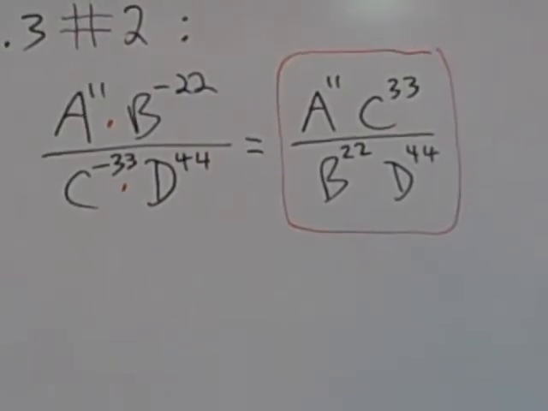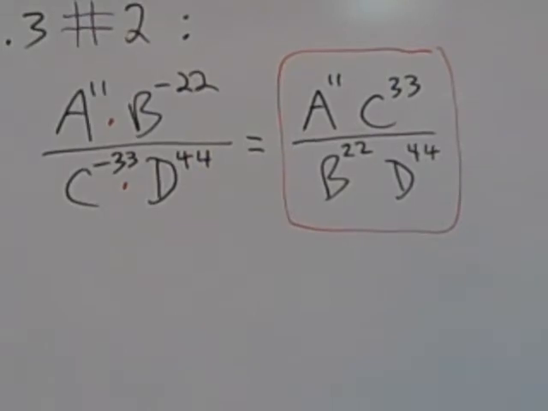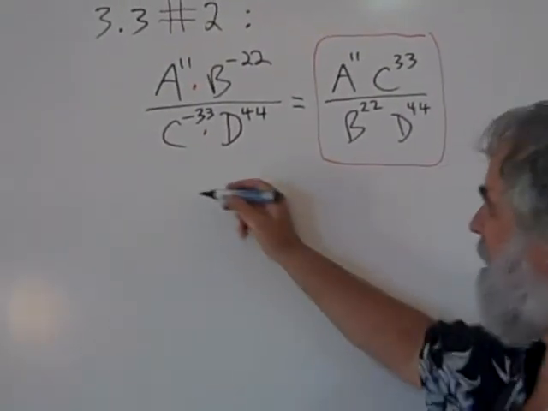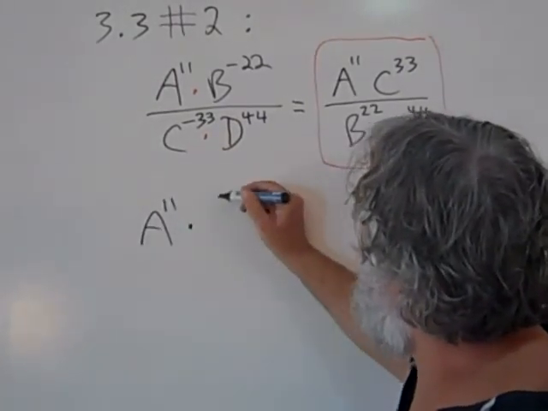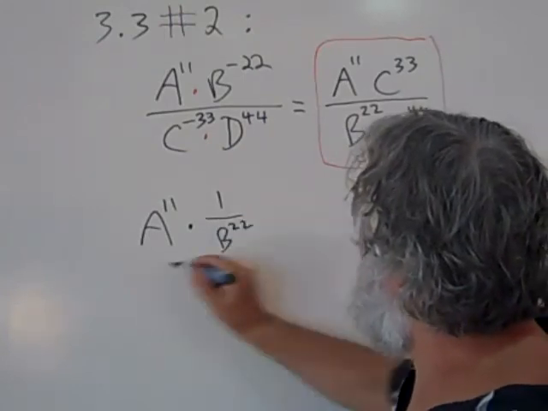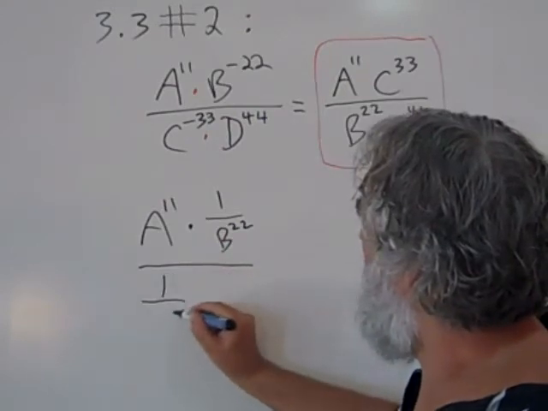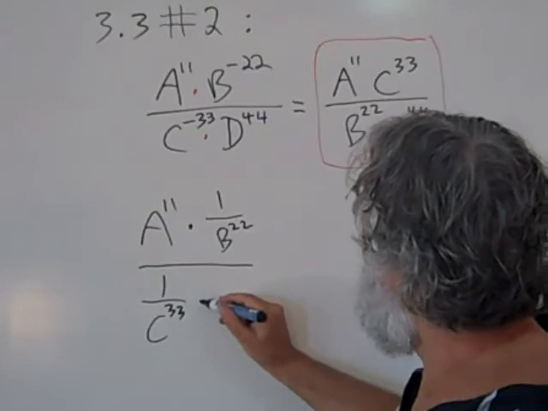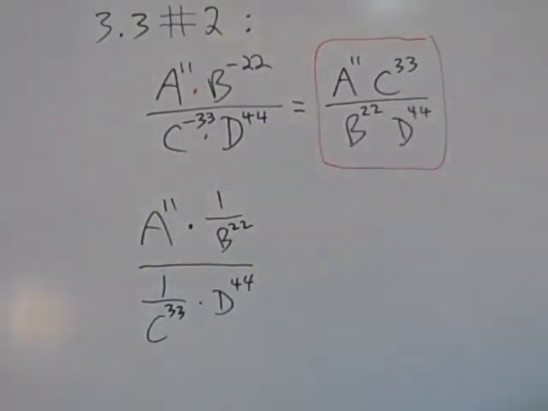Now before I stop there, I wanted to show you how this could have been done using the basic rules of exponents. It's a much more complicated process. This is the simple way of doing it. But the other way would be to use the definition of negative exponent to write b to the negative 22 as 1 divided by b to the positive 22 power. And downstairs c to the negative 33 power is 1 divided by c to the positive 33 power. And then that's times d to the 44th power.